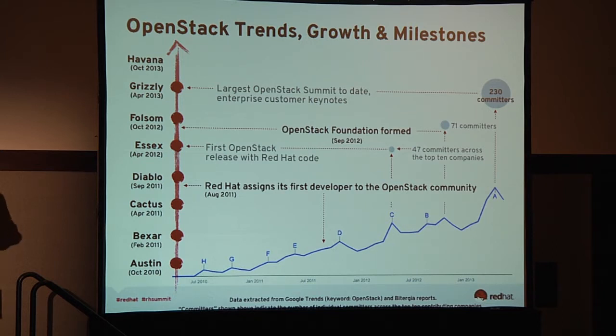And there are some important bubbles on the right-hand side there. The bubbles represent the size of committers across the top 10 organizations, those being Red Hat, IBM, Rackspace, et cetera. If you look across the top 10, you'll see that in Essex, we had 47 individual committers. And it has grown from there to 71 and to 230 committers for Grizzly. The last OpenStack summit was in Portland, Oregon, and it had over 2,400 attendees. Our next summit later this year in November will be in Hong Kong. It's the first summit outside of the US.